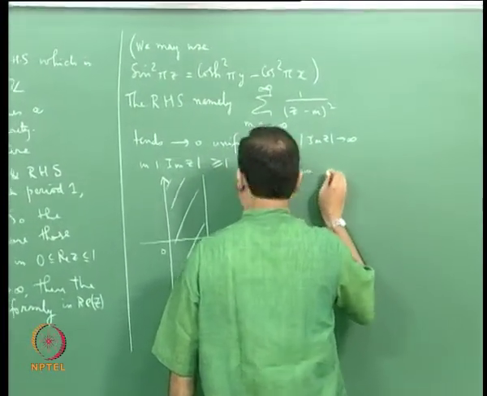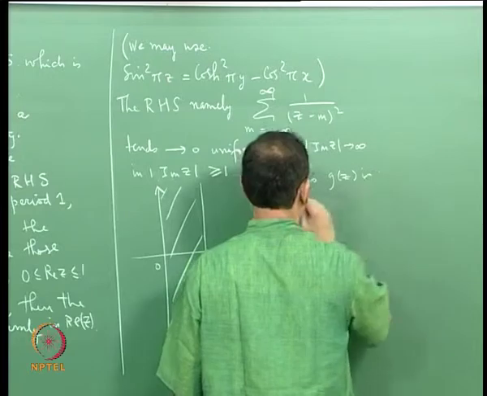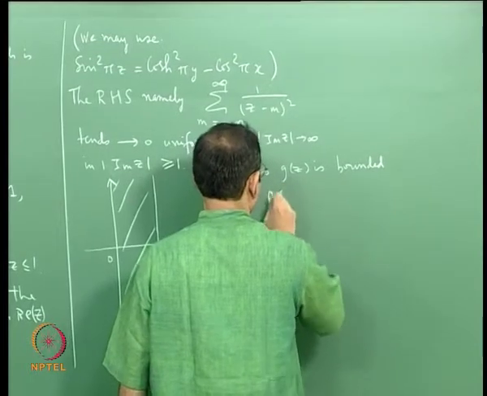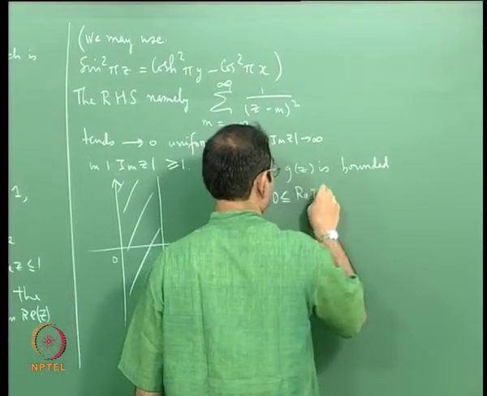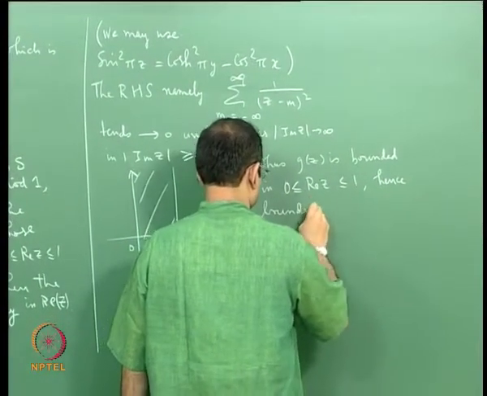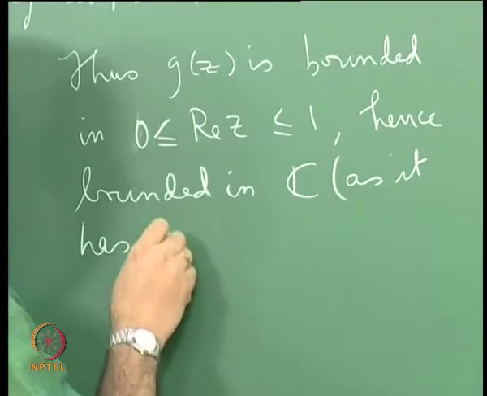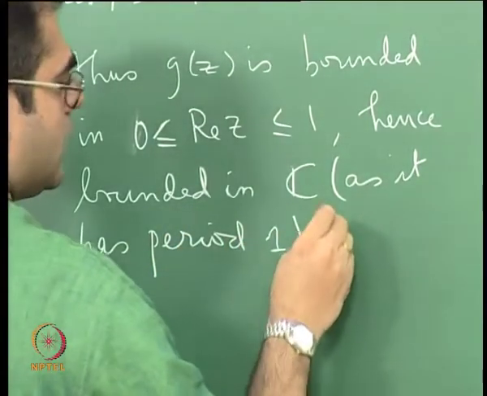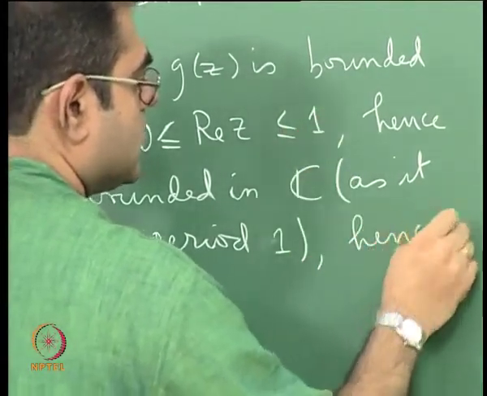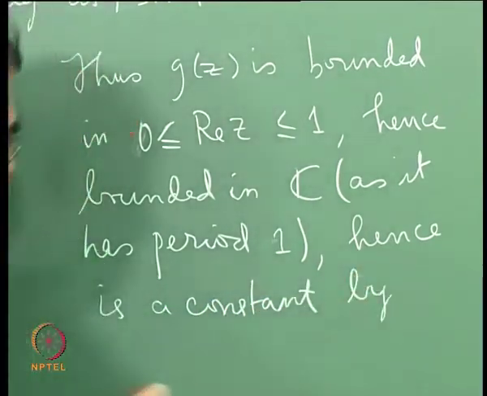Thus g of z is bounded in 0 less than or equal to real part of z less than or equal to 1, hence bounded in C as it has period 1, hence is a constant by Liouville's theorem.